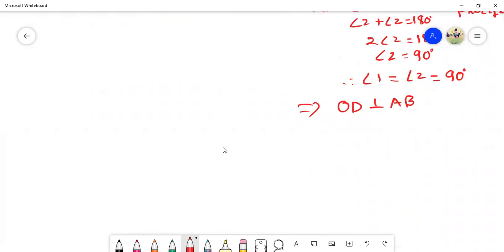So these two theorems will be used in the next exercise. One more theorem is there: there is only one circle passing through 3 non-collinear points. So one more theorem we will do today in the next class, and then we will start exercise 10.3.